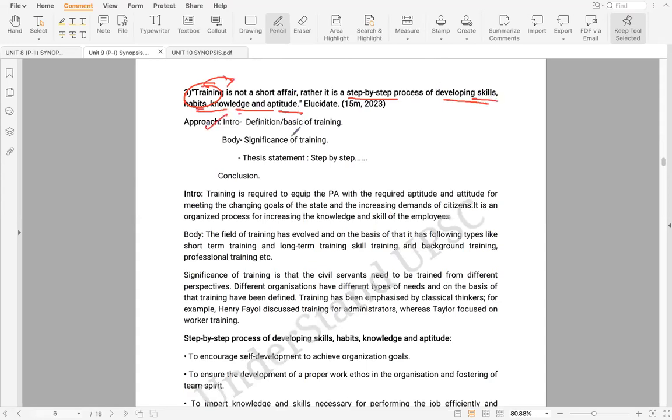In the introduction, you have to give the basics of training or define what training is. Then the significance of training. After the significance, you have to tell us how it is a step-by-step process for these four things: skills, habits, knowledge, and aptitude. And then you have to conclude, right?